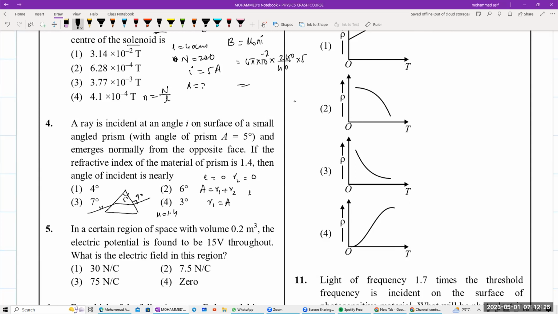So mu is equals to sine I divided by sine R. For small angled prisms, I can write sine theta will be equal to theta. So sine I is equals to mu into sine R. As angles are very small, so I is equals to mu into R. Mu की वैल्यू 1.4 और R की वैल्यू equal to angle of prism, that is 5 degrees. So 1.4 into 5, that is 14 by 10, 10 and 2, 7 2 is 14. So this will be equal to 7 degrees.